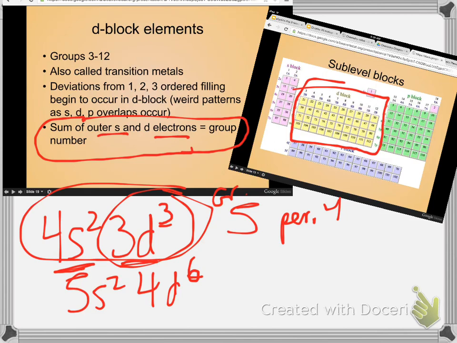what group am I in? Yep, this is group 8. And this is actually, let's see, 5th period, and then 1, 2, 3, 4, 5, 6. This is Ruthenium, Ru, number 44.